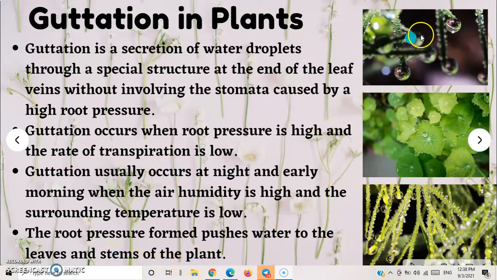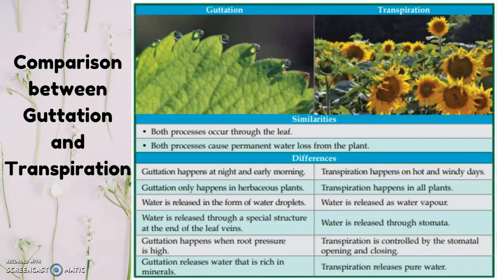Okay, so these are examples of the guttation process. These are also the guttation process. Okay, we look at the comparison between guttation and transpiration. So these are the guttation. And the transpiration. So what is transpiration? It is the process of water loss in the form of water vapor through the stoma. What is guttation? It is a secretion of water droplets without involving the stoma.